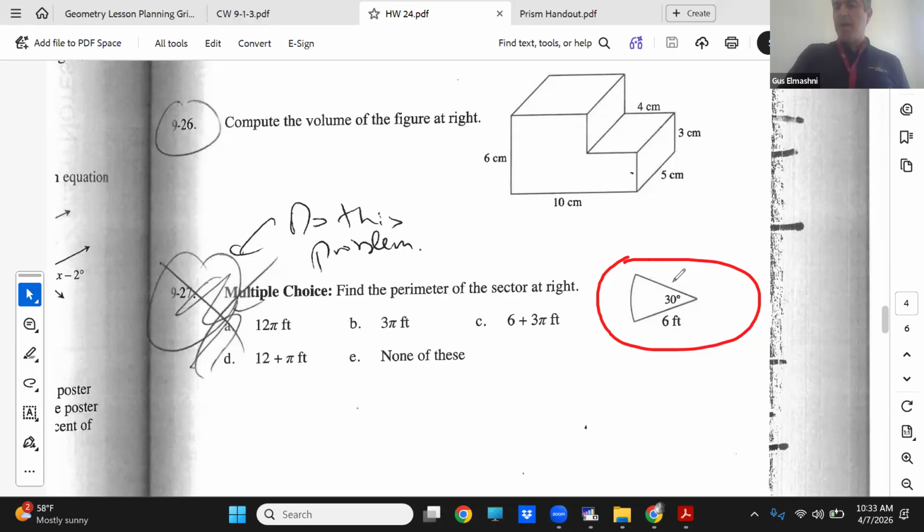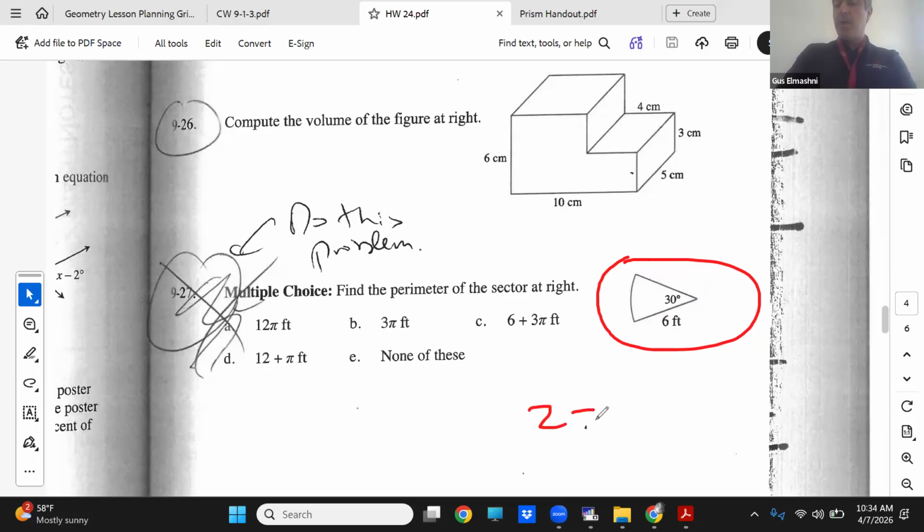Perimeter meaning I have to add up these two sides and then also add that arc length. Do you guys remember how you do that? Clay, you have an idea? Okay, why divide by 12? Well, first of all, find length, not area.